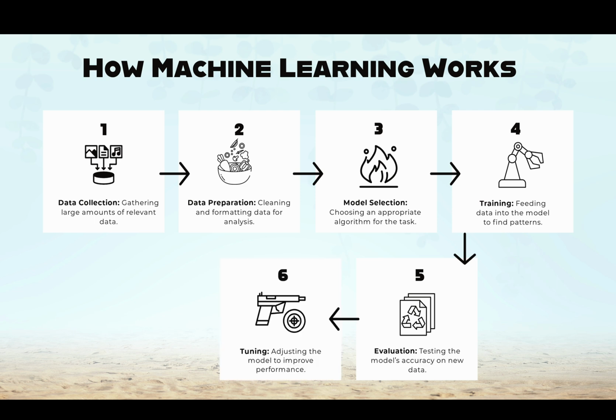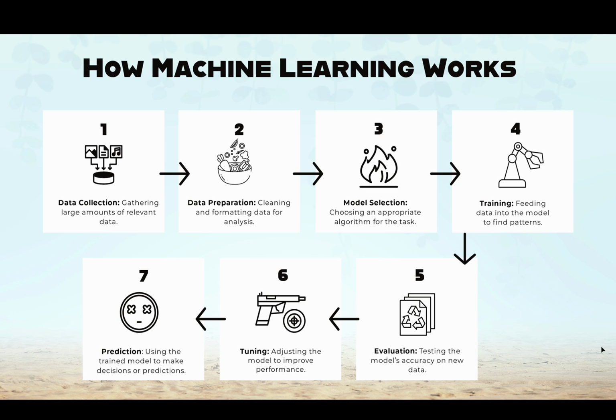6. Tuning. Based on the evaluation results, model tuning and hyperparameter optimization is done. This could involve adjusting the learning rate, the number of layers, or the complexity of the model to improve accuracy and reduce errors. This fine tuning ensures the model is better at making predictions. 7. Prediction. Finally, the trained and optimized model is deployed for use in real world scenarios.